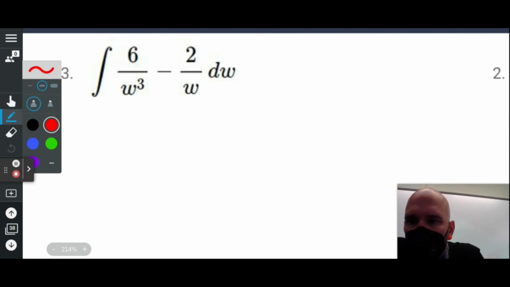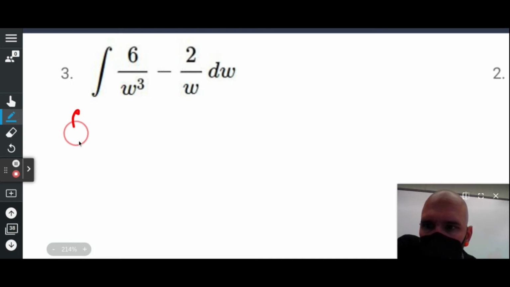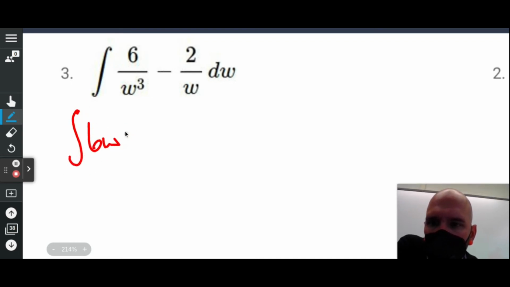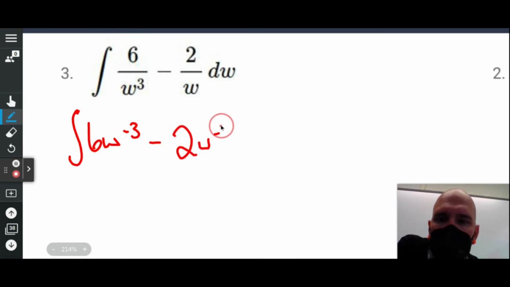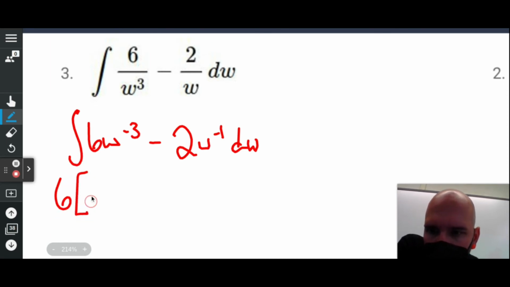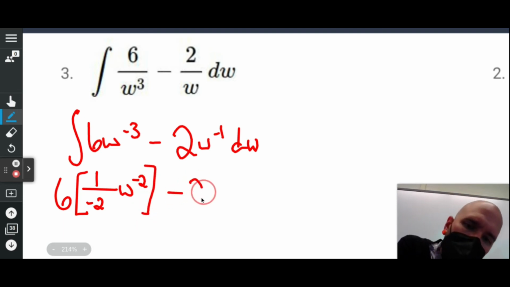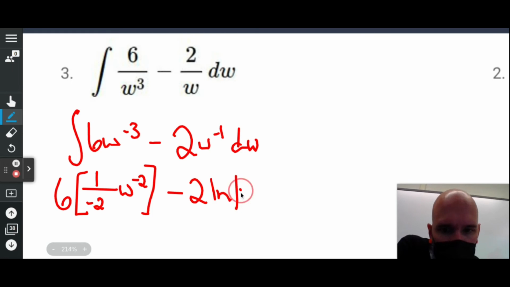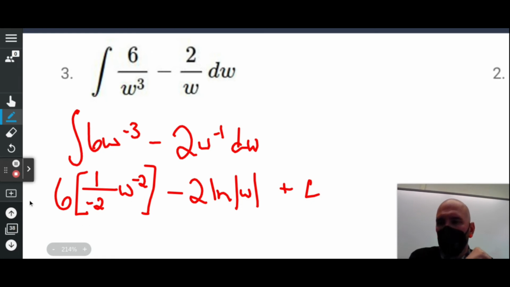So I'm going to rewrite this out. Integral of 6w to the negative 3 minus 2w to the negative 1, dw. Be careful. So this is going to become 6 times 1 over negative 3 plus 1, which is negative 2, w to the negative 3 plus 1, which is negative 2, minus 2 ln of w. Gotcha. Got to be careful with those w to the negative 1s. They'll get you every time.